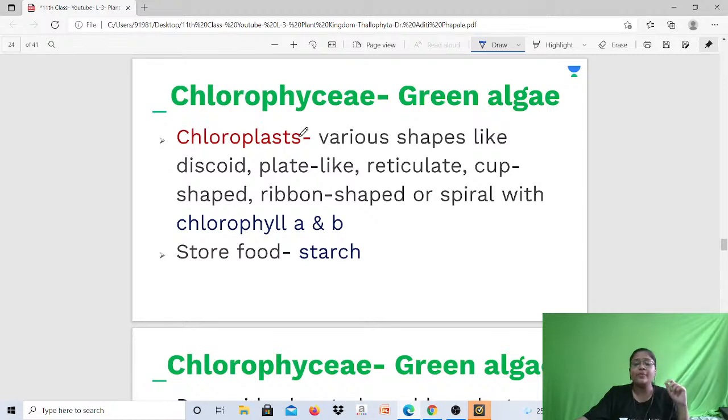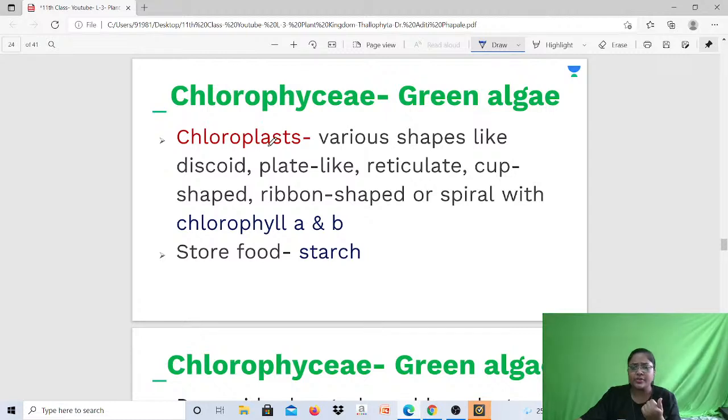These are some features. Aur bhi hai, Chlorophyceae, green algae. Of course, they are green algae. Why are they called green algae? Because they appear green in color. Simple. That means they have green color pigment in them. So they do have chloroplasts. Now, what are chloroplasts? In their cells, chloroplasts are the cell organelles in which the pigments are present. Green color pigment chlorophyll is present in chloroplasts. Okay, and that's why these algae look green in color.